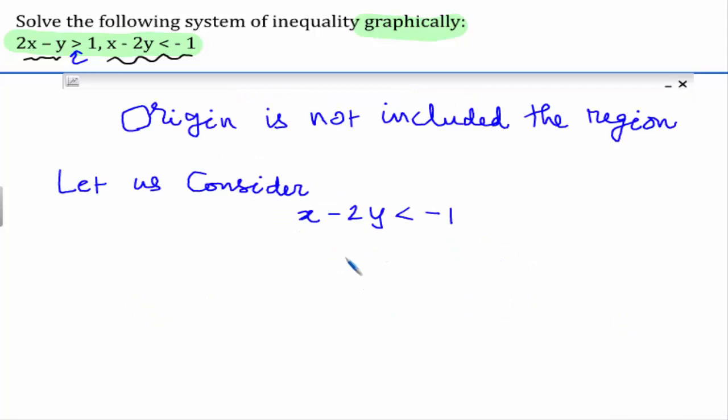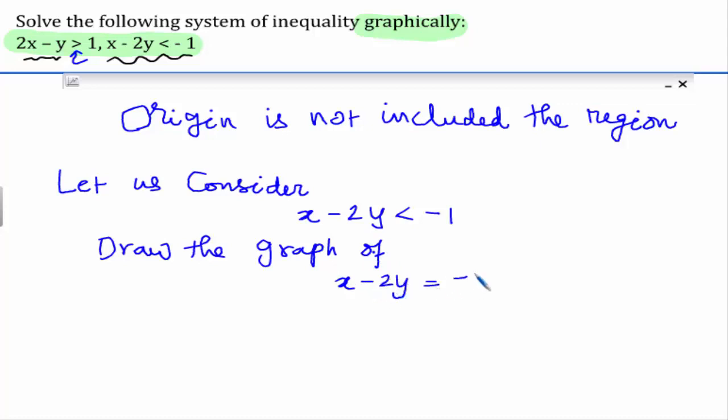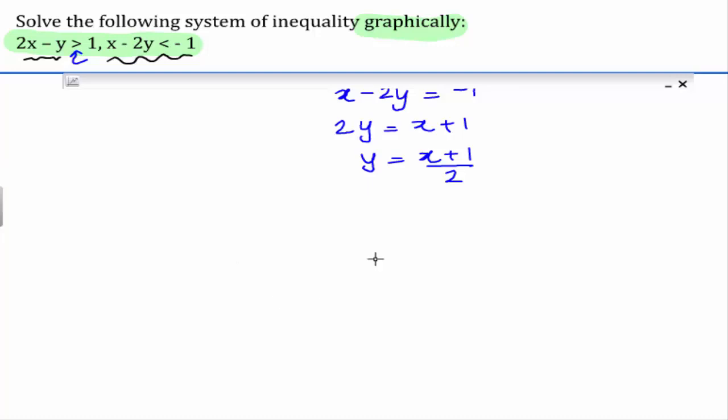Now let us consider the second inequality, which is x minus 2y less than minus 1. To find out the solution of this inequality, we have to draw the graph of x minus 2y is equal to minus 1. So that is 2y is equal to x plus 1, so y is equal to (x plus 1) by 2. Let us find out the values of x and y with the help of a table.